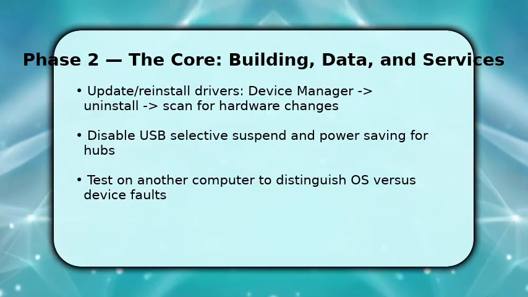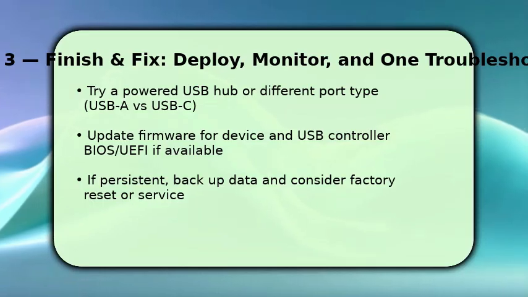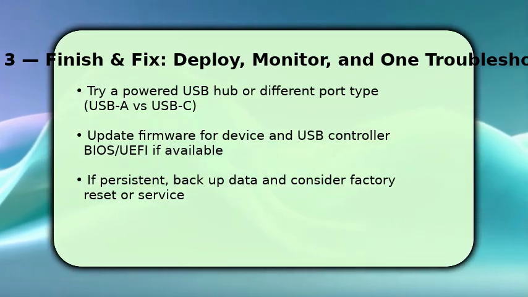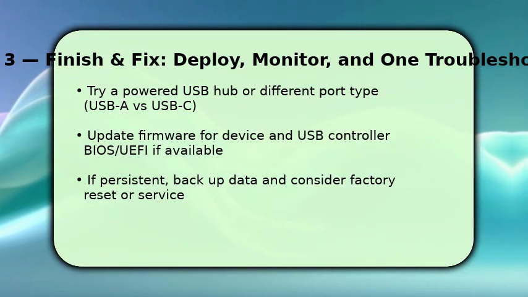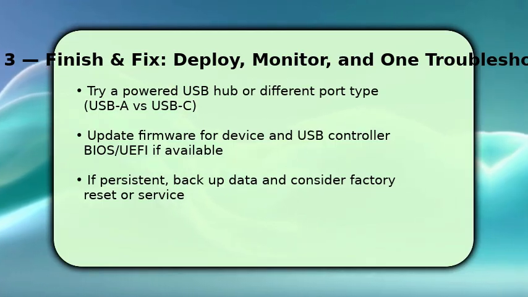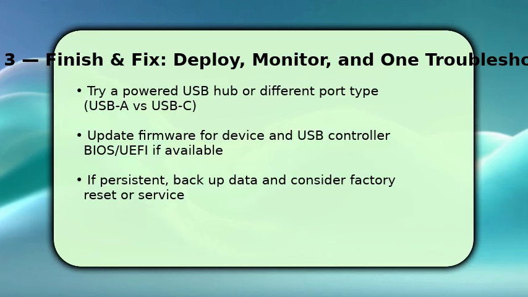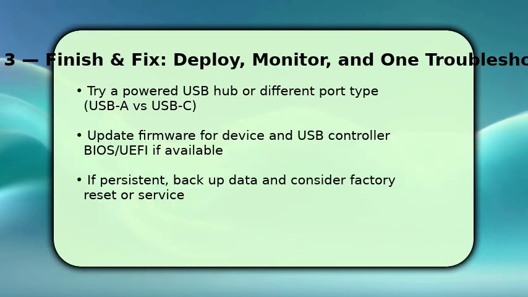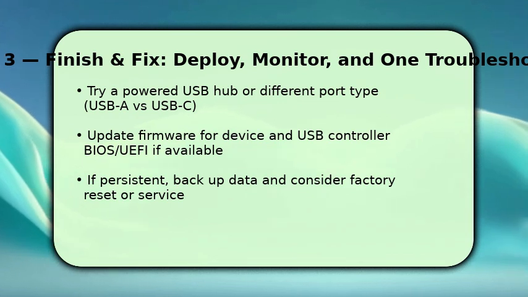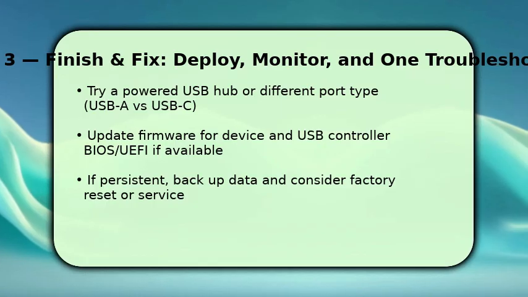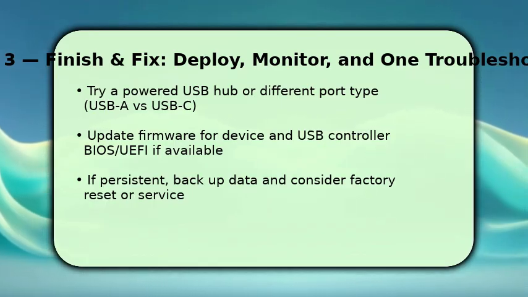For final resolution, use a powered USB hub or switch port types, USB-A versus USB-C, because inadequate bus power is a common culprit. Then update firmware on the device and the motherboard USB controller or BIOS/UEFI, since firmware mismatches can create instability. If disconnects persist despite these steps, back up your data and perform a factory reset or seek professional repair. Quick troubleshooting tip. If intermittent disconnects remain, replicate the issue while logging Device Manager events to capture error codes.